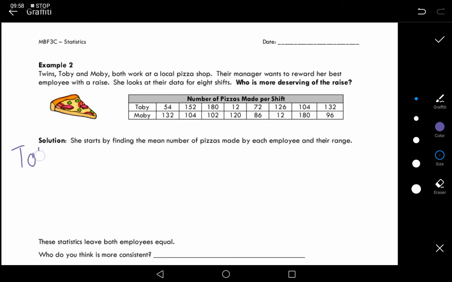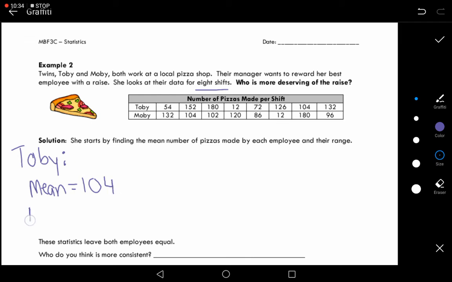So let's deal with Toby first. In order to find the mean, remember what we're doing is we're just finding the average. So that means we're adding up all of these numbers. So 54 plus 152 plus 180 plus 12 plus 72 plus 126 plus 104 plus 132 divided by 8. And the reason we're dividing by 8 is because there's 8 shifts. So if you do that on your calculator, you'll get that on average, Toby makes about 104 pizzas.